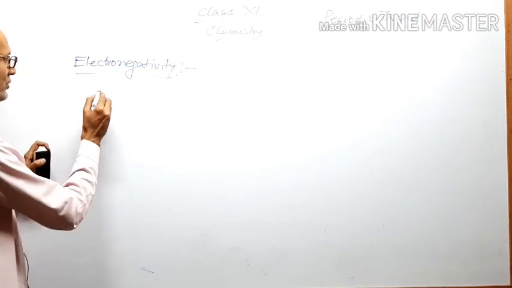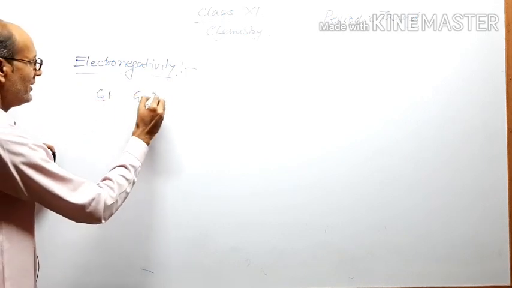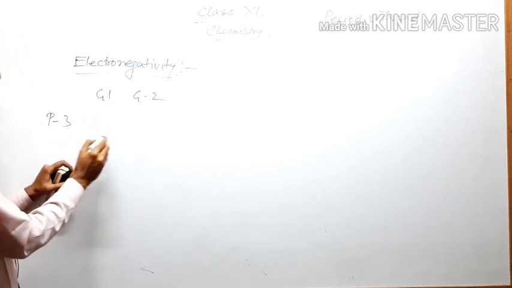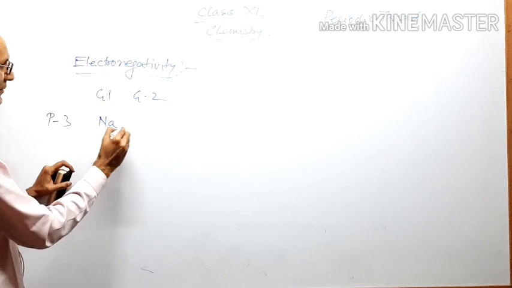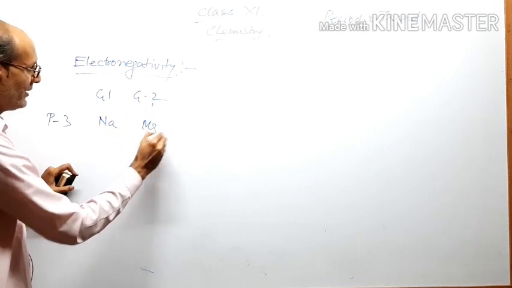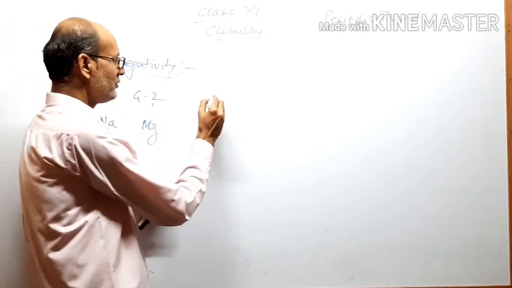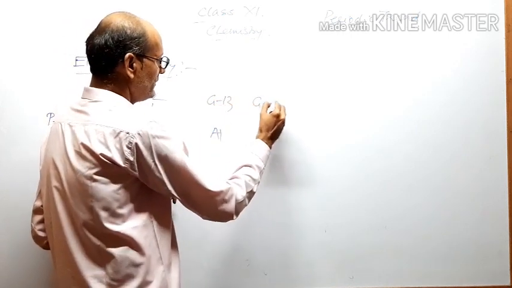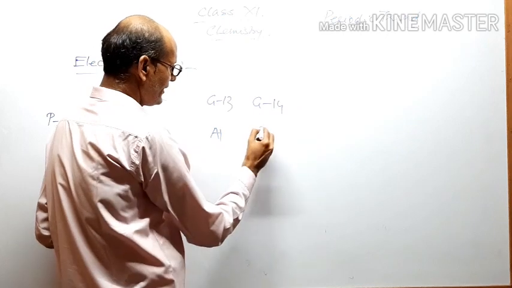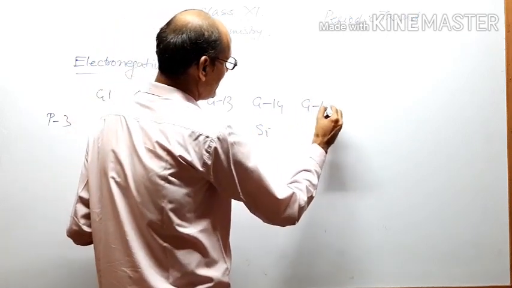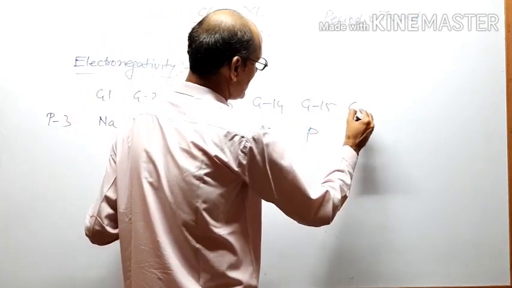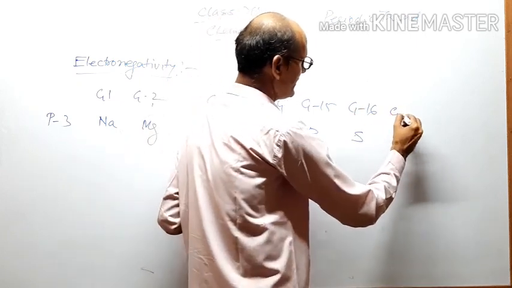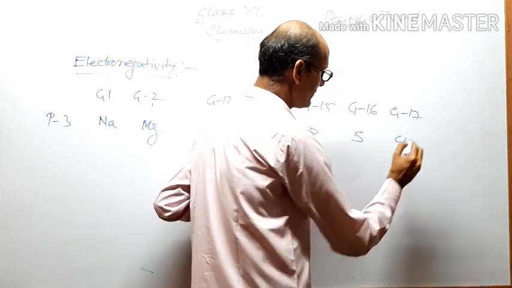As you know, in group 1 and group 2, metals are kept. Suppose we are taking period number 3. The first element is sodium, the second element is magnesium. In group 13, you are seeing aluminium, then group 14, silicon, in group 15, phosphorus, group 16, sulfur, group 17, this is chlorine.